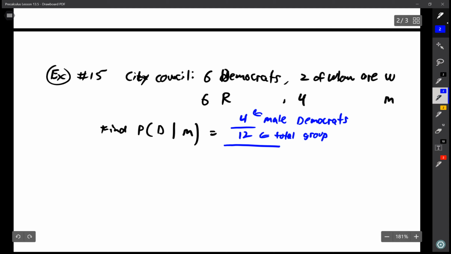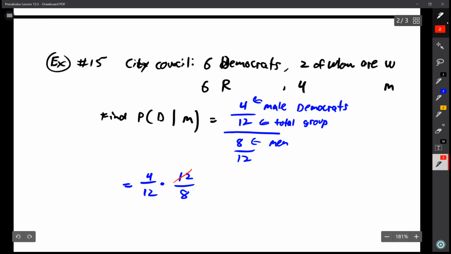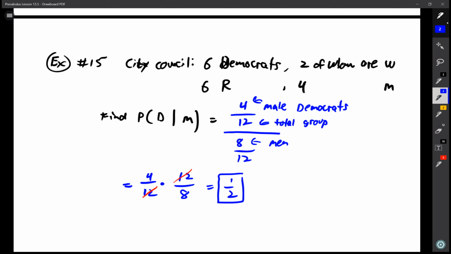We're going to divide that by the conditional, the probability of selecting a man out of the group. So 4, 8, so there are 8 men. Total of 8 men out of the total group size of 12. So then this becomes 4/12 times 12/8. The 12s cancel, and you're left with 1/2. Okay? So if a man is chosen, there's a 50-50 chance that he is a Democrat. That is what's going on there.